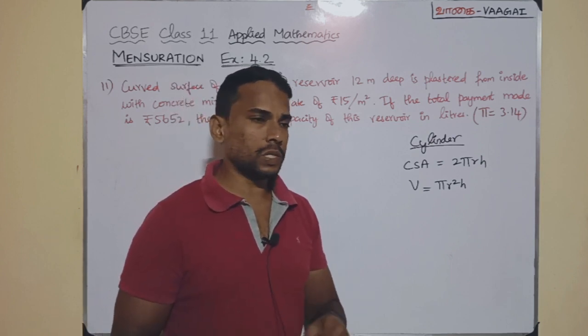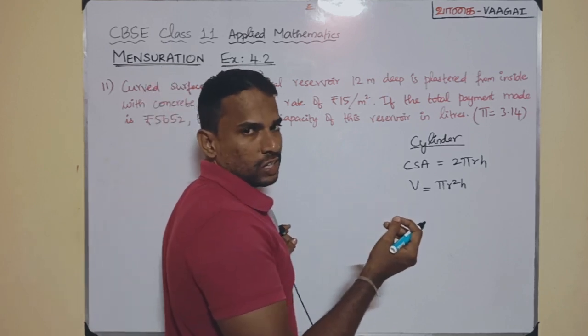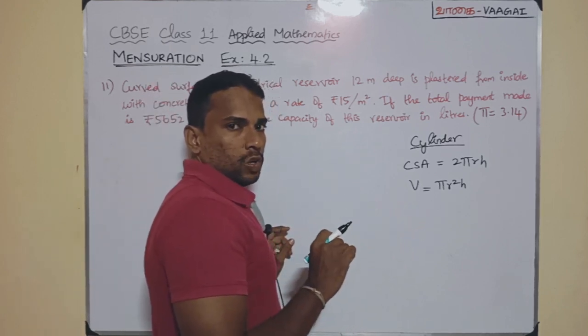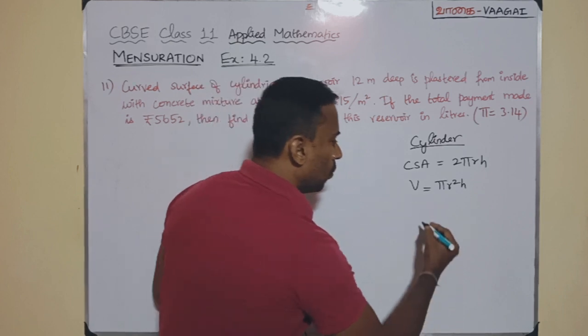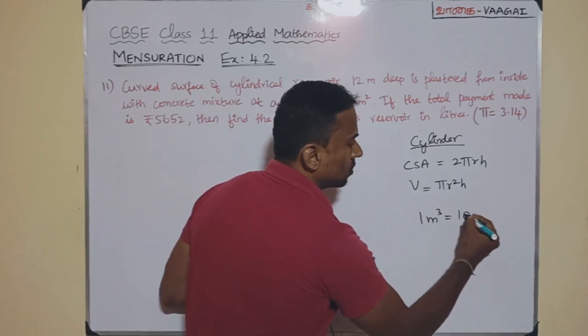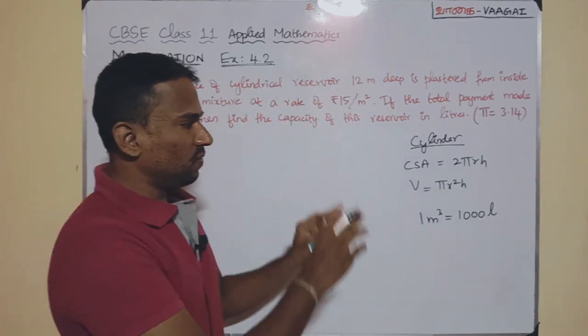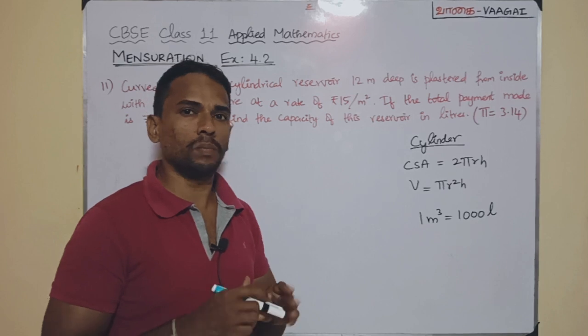Now I have to express my answer in liters, which means I should know this one small connection between meter cube and liters. It's very simple. 1 meter cube of volume can occupy 1000 liters. So this also we should be knowing. When we know all these things, we can very comfortably solve this problem.